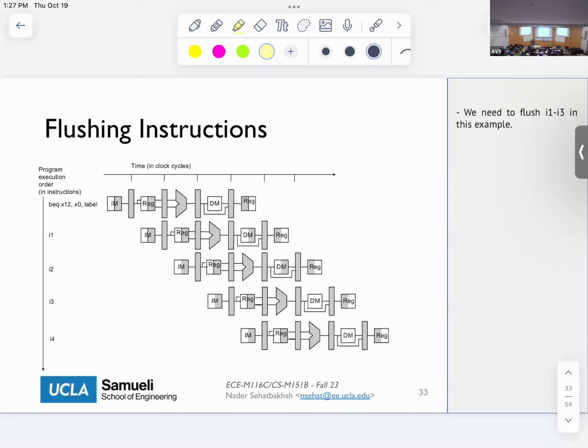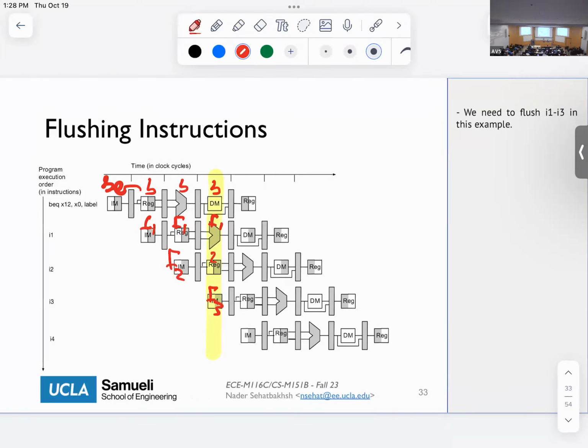So it's kind of like, just again showing what I already showed you. This is the branch, then the branch goes here, then here, then here. I1 comes here, I1 goes here, I1 goes here, I2 comes, and then I3 comes. And this is the point that we realized that we made a mistake. So we need to flush these and then fetch the correct instruction.